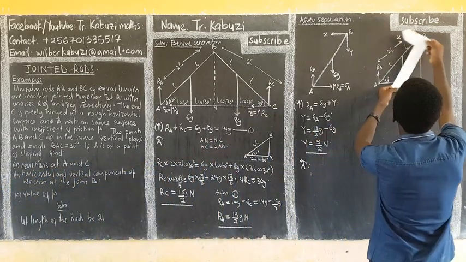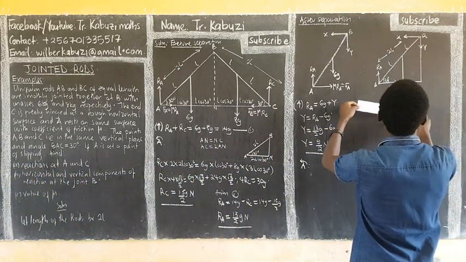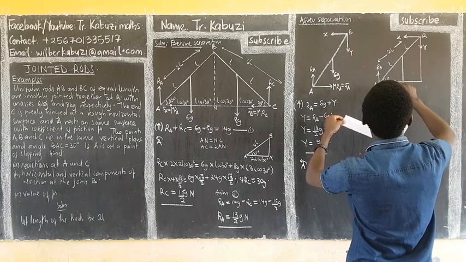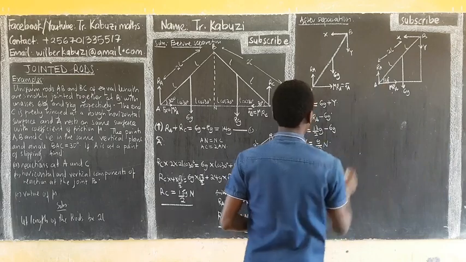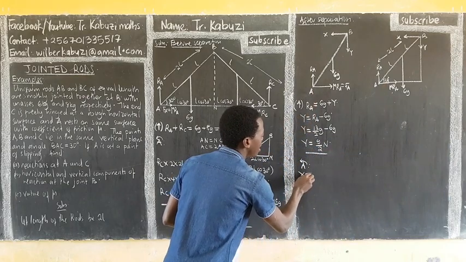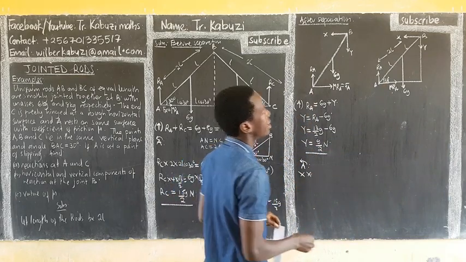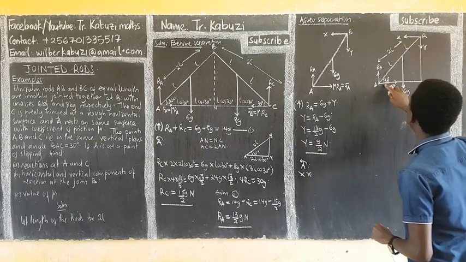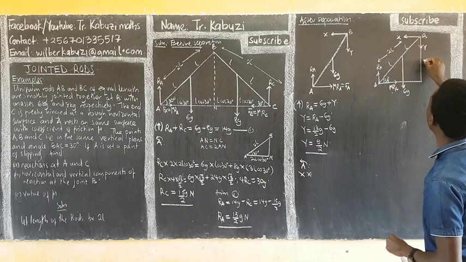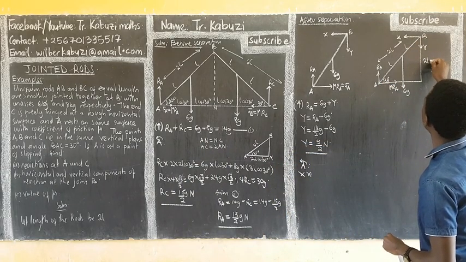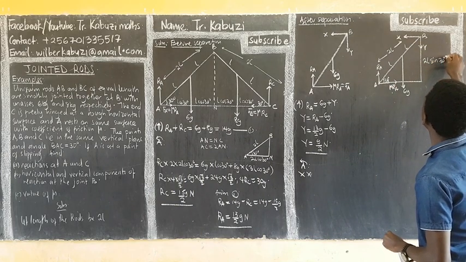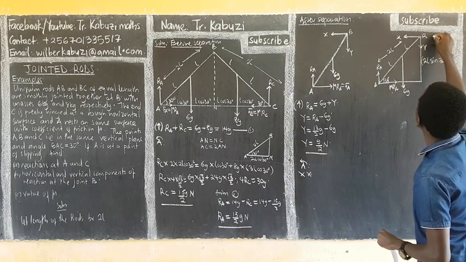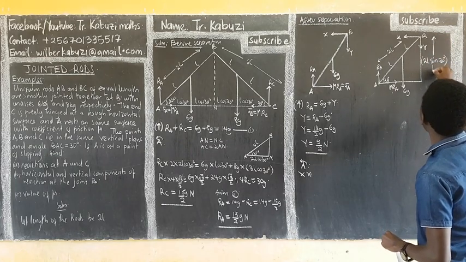Taking moments at A, I'll be having this first going anti-clockwise, this one clockwise, and this one is also clockwise. So it means that now my x times the perpendicular distance from A to this. Remember, this is 30 and this is 2L. It means that this is going to be 2L, this is opposite, sine 30 degrees. So this is the distance from here up to here.